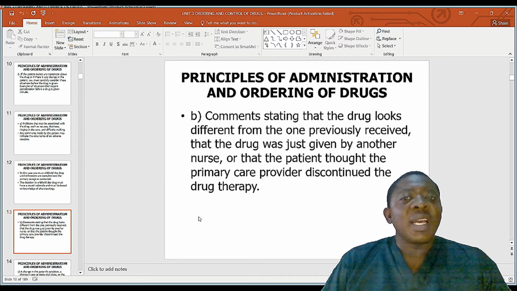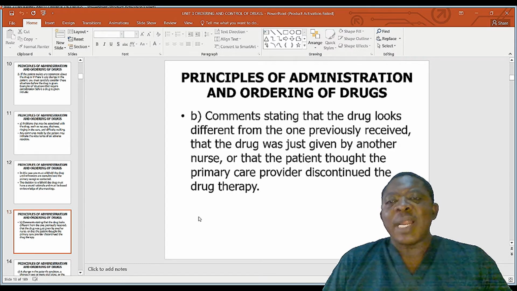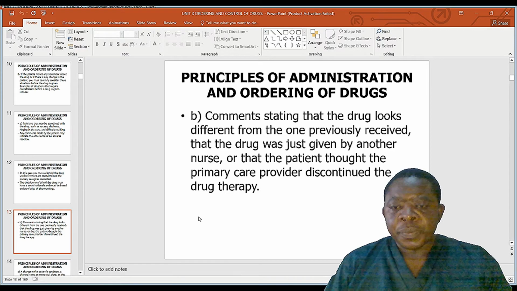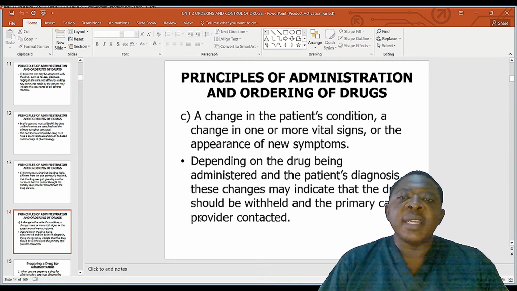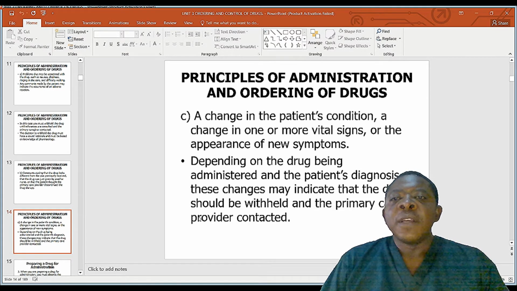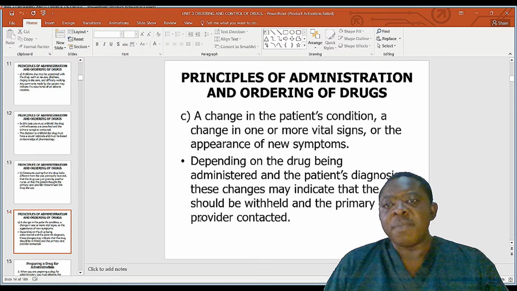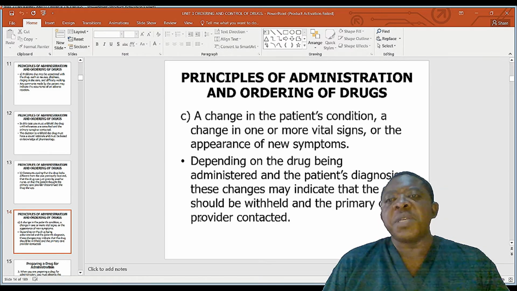So when there are such comments from the clients, you need to look at it and make a consideration. Then see a change in the patient's condition. Sometimes you may be giving a drug that causes sedation, but the patient has a sleep problem. You may sedate the patient to death. So in such instances, you may need to change the drugs.